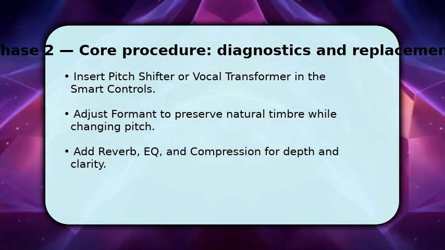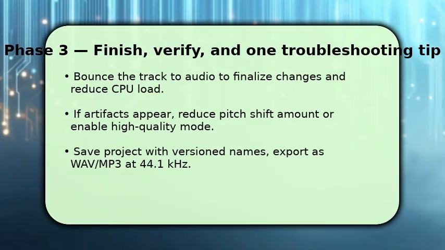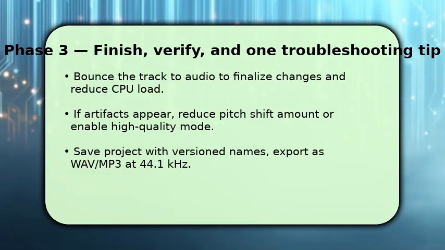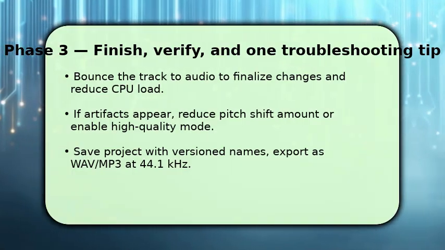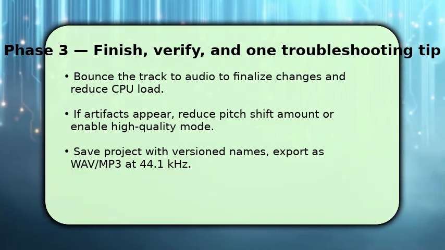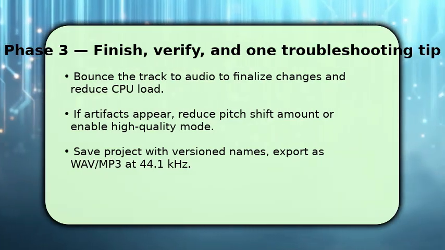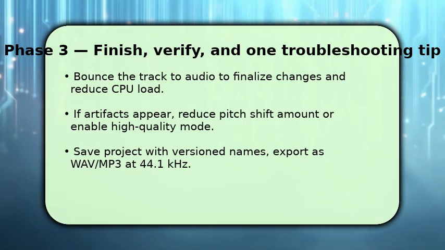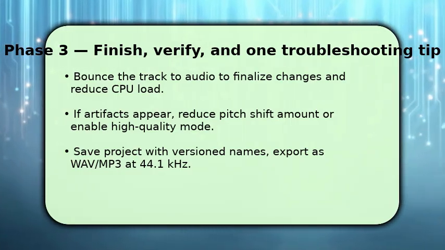You finish by bouncing the track to audio to lock in your voice change and ease CPU strain. Export at 44.1 kHz or higher depending on delivery. If you hear warbling or unnatural artifacts, reduce the pitch shift, tweak formant, or enable any high-quality processing options. Those steps usually fix glitches. Make sure to save incremental versions so you can revert.